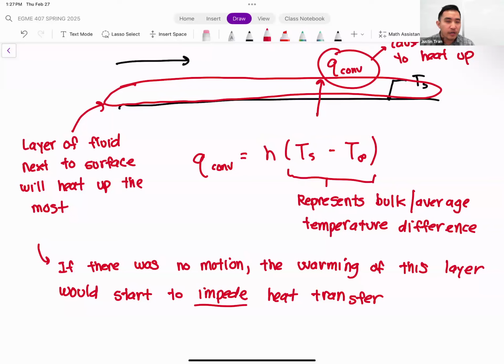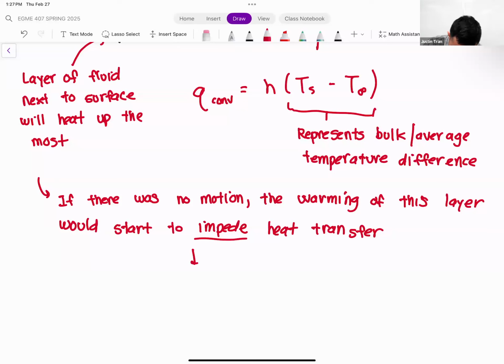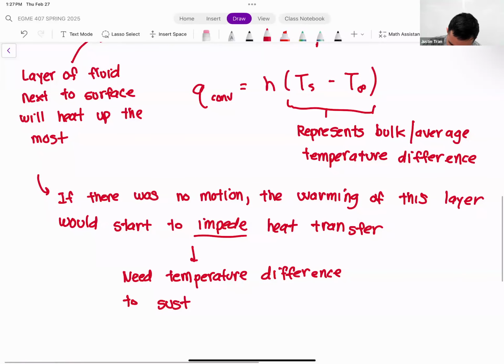So if you have just pure conduction, then eventually you're going to reach an equilibrium point where there's just not enough temperature difference to sustain any kind of heat transfer. Okay. Right. So that's true in any case.